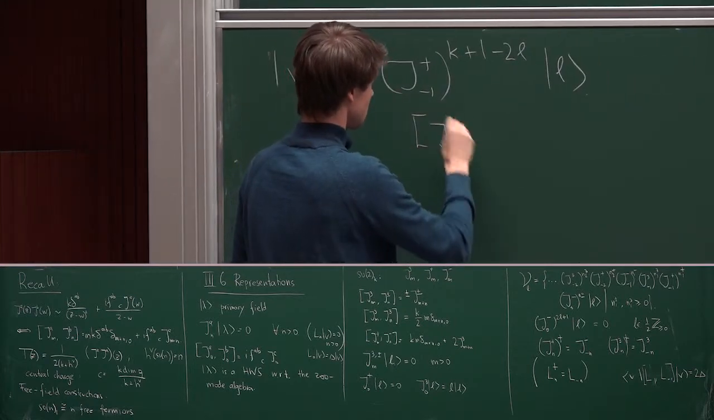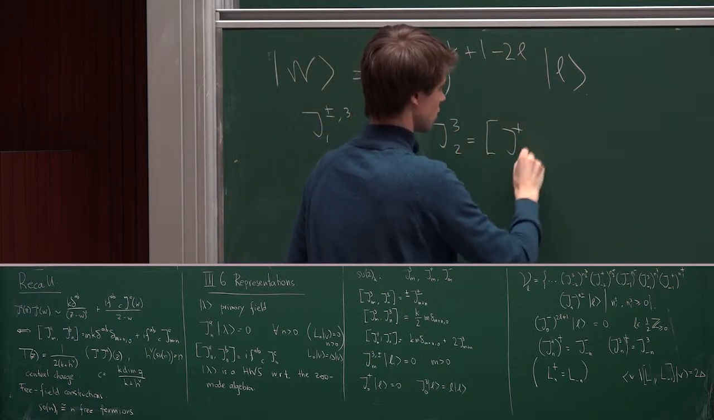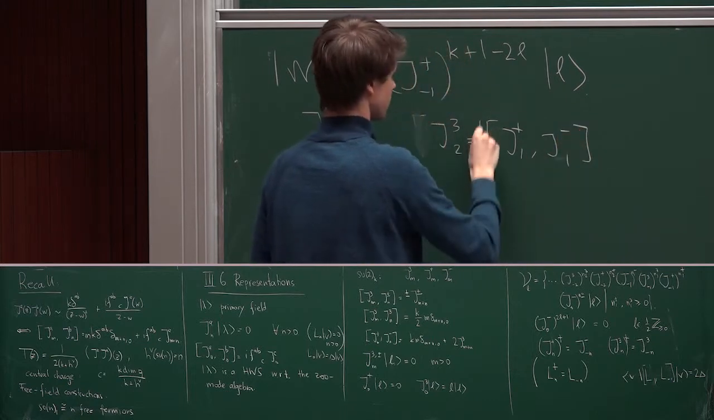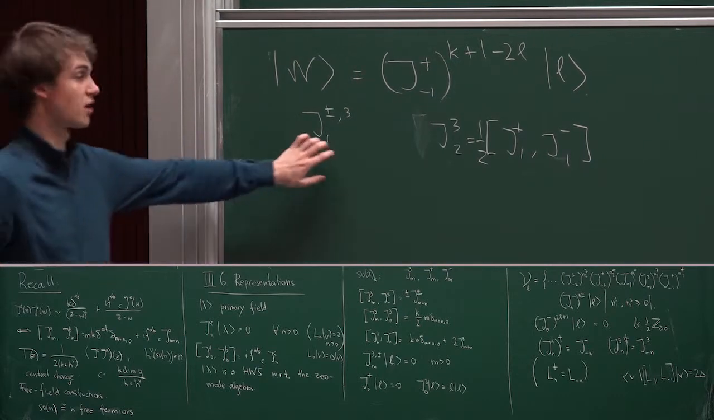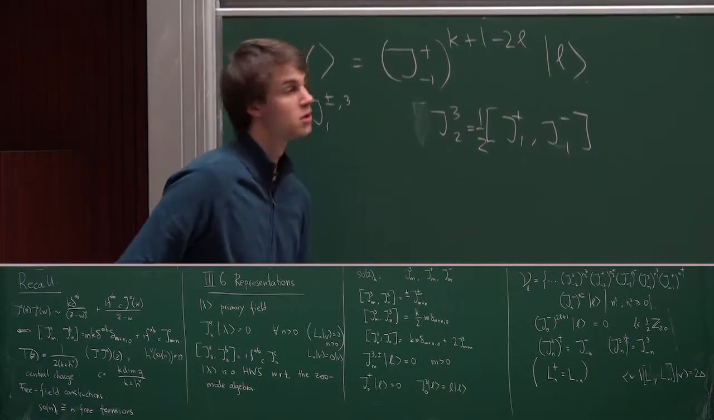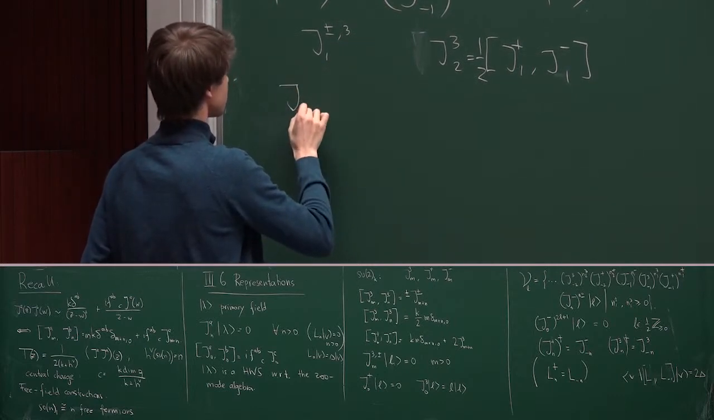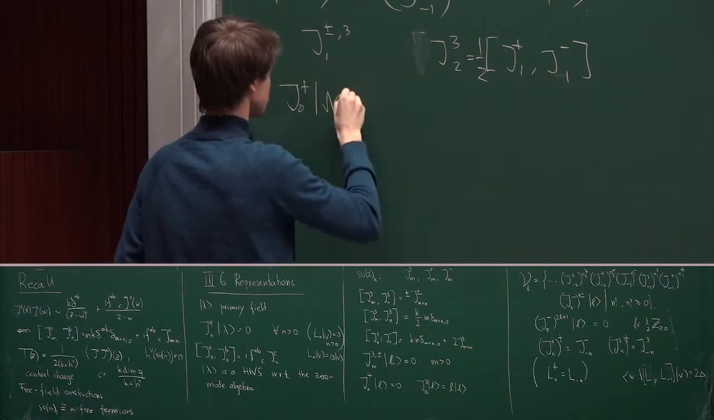So, for instance, J_2^3 would be a commutator of J_1^+ and J_1^-, with a factor of a half, I guess. So since those annihilate, this will also annihilate by recursion. So it suffices to show it for those. Furthermore, we also should show J_0^+. So maybe let's just start with J_0^+.